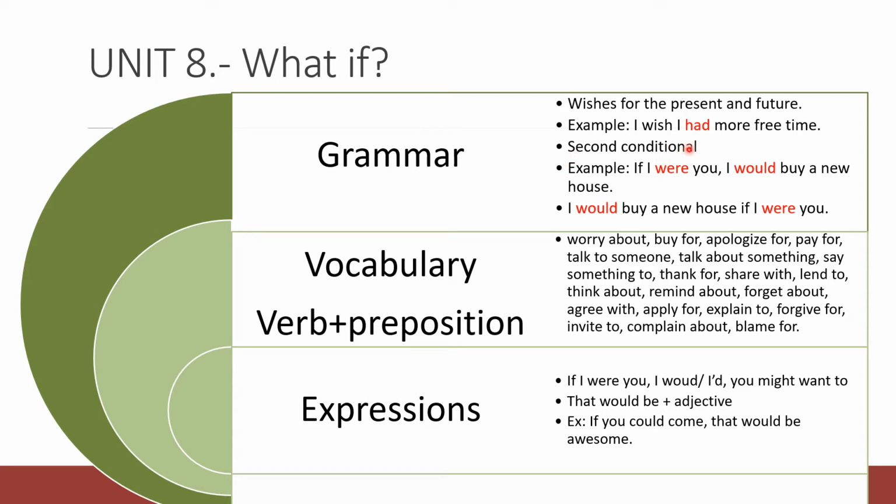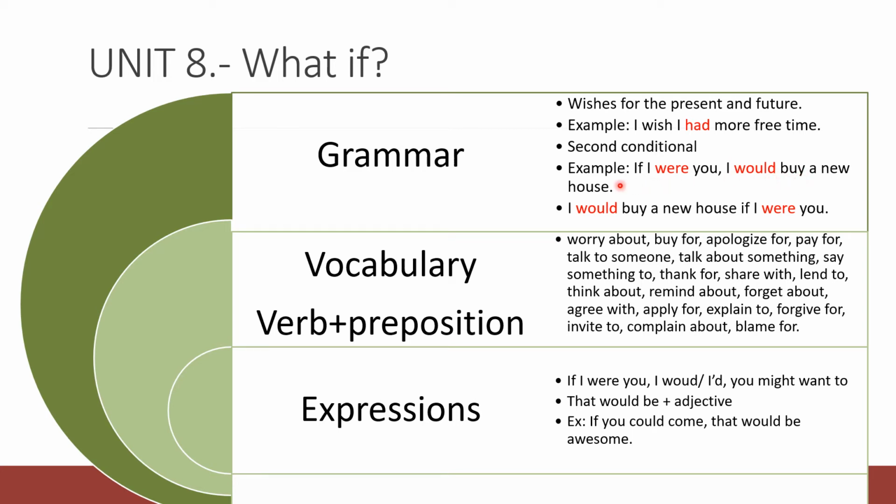We also talk about the second conditional. Remember that a condition has two parts. The condition starting with the word if, and the result or consequence after the condition. If I were you, I would buy a new house. Remember, if must have a verb in simple past. Remember that here we always use were. With the second conditional, we won't use was, only were. And then we have would plus the verb in infinitive.